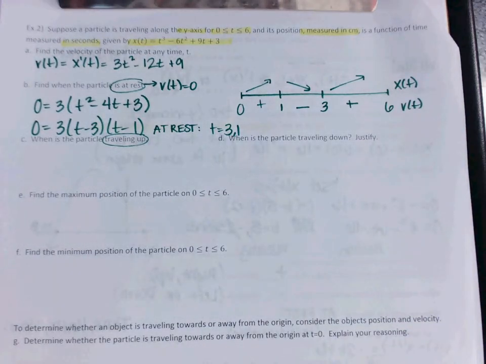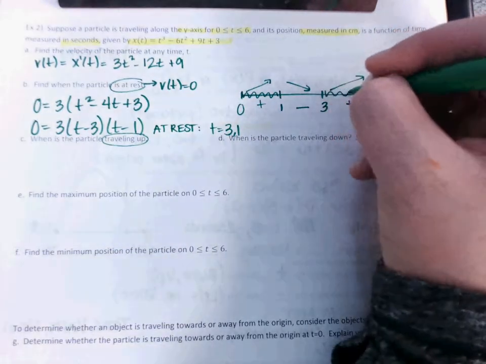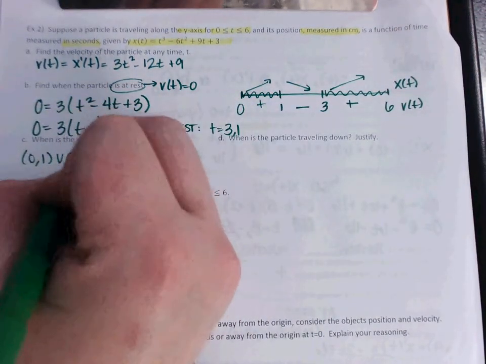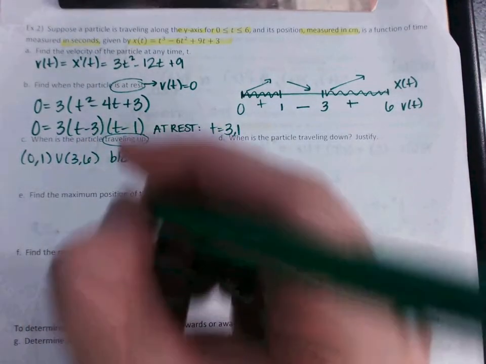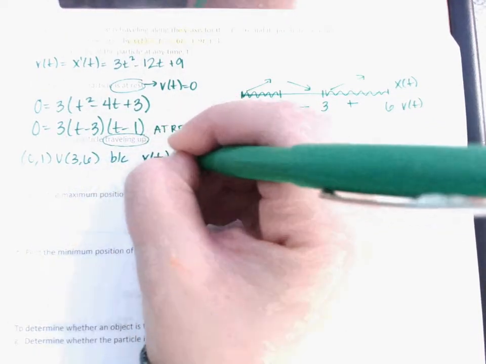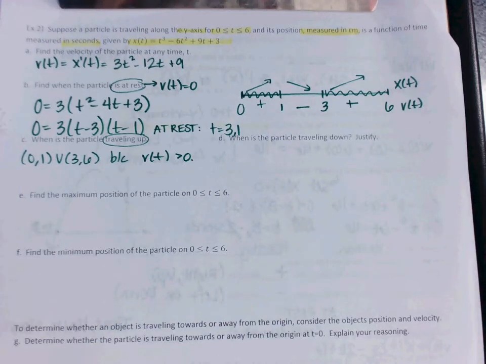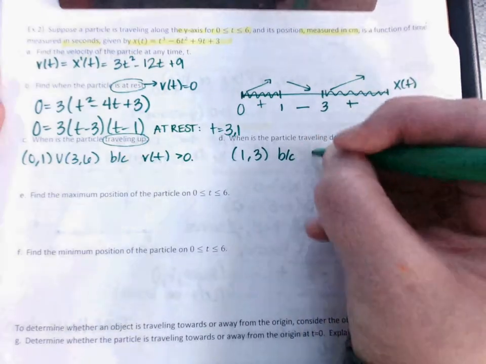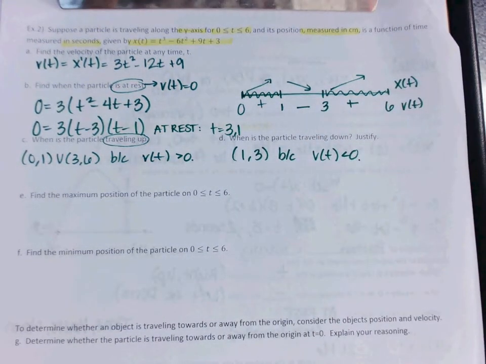Okay? When is my particle traveling up the y-axis? What intervals? 0 to 1 and 3 to 6. Very good. Because, pretend it said justify. How did we know that velocity was greater than 0? Now, when is my particle traveling down the y-axis? 1 to 3. Because velocity was negative, or less than 0. Good?